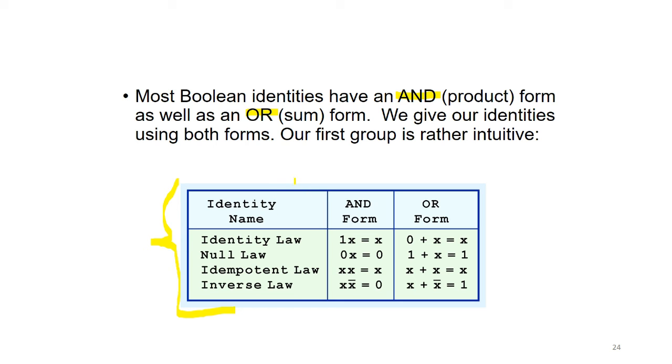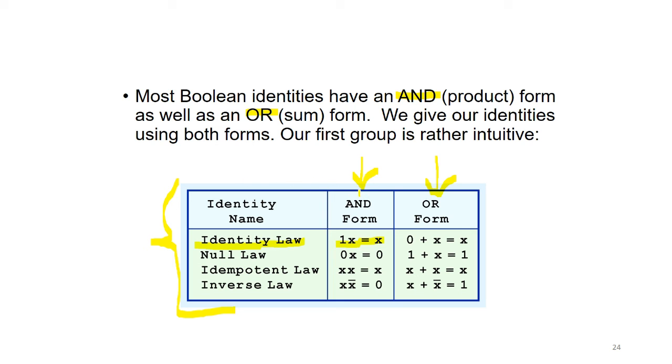The first column gives you some idea about the AND form. This column gives you some idea about the OR form. This is called the identity law. When 1 is multiplied with x, it gives the value of x. But in the OR form, the identity law changes its form.